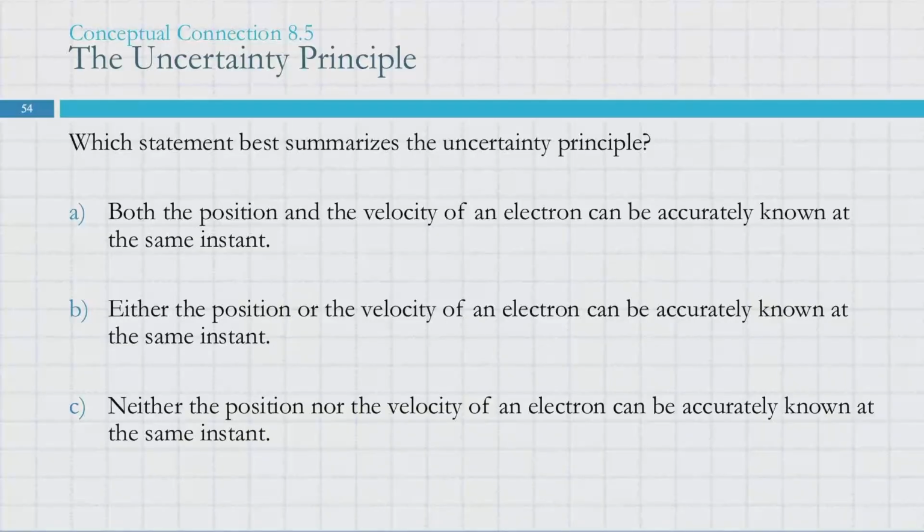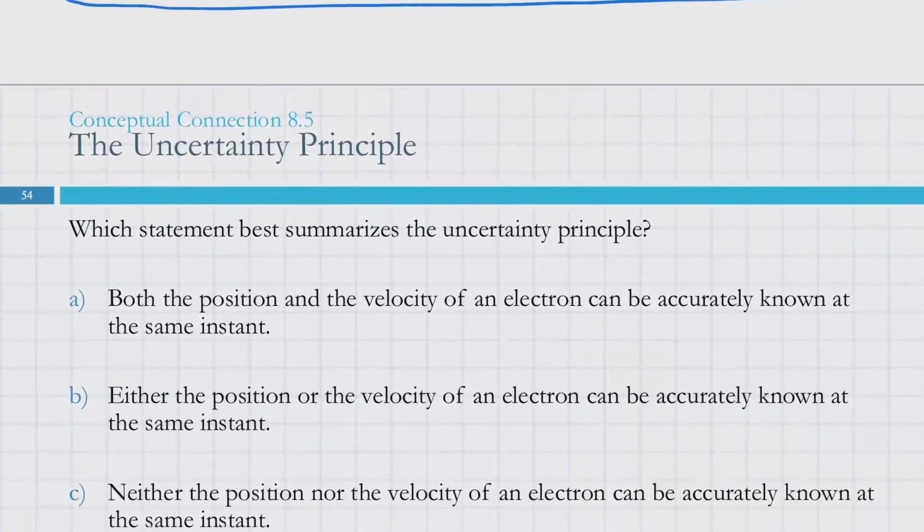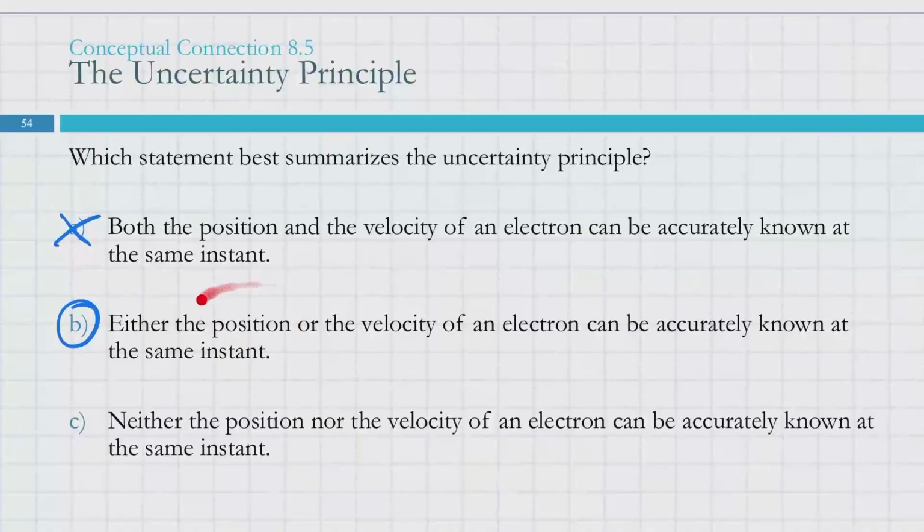What does the uncertainty principle say? We cannot simultaneously measure the position and the velocity of an electron. We can know one or the other. So A is out. It's a B angle. We can know the position, then we wouldn't know the velocity. We can know the velocity, we wouldn't know the position. We could also, of course, like most of us have been doing for most of our lives, know nothing about either of them, and that would also work.